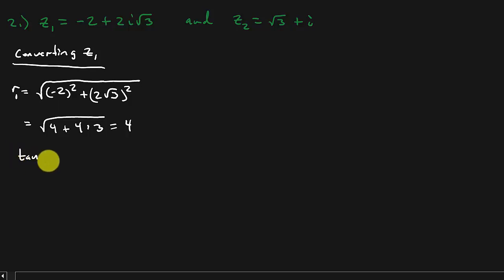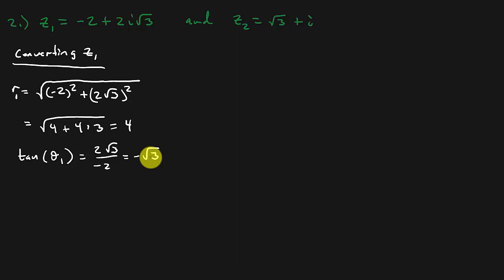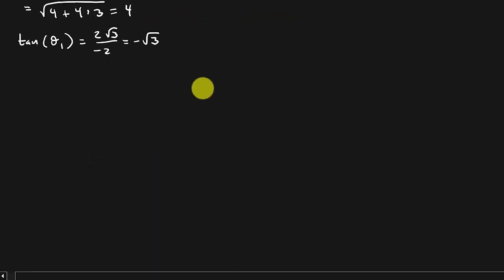So tangent theta 1 is equal to what? B over A. So that's 2 square root of 3 over negative 2, which is negative square root of 3. All right, so what do we want to do here? We need to find what? We're going to need to find our reference angle, aren't we?